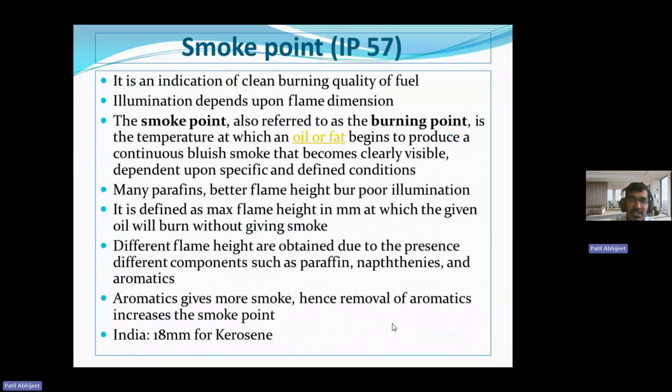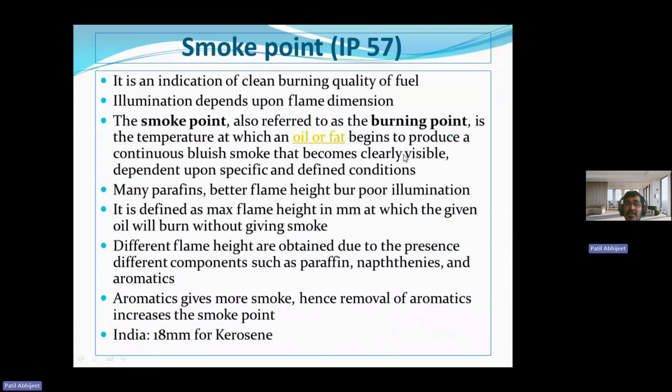Now the smoke point is an indication of the clean burning quality of the fuel, where smoke, meaning black colored fumes, is not produced. That is the main observation. The illumination depends upon the flame dimensions. When we have the vapors of a particular flame, and the flame ignites to a particular dimension, the illumination depends upon those flame dimensions.